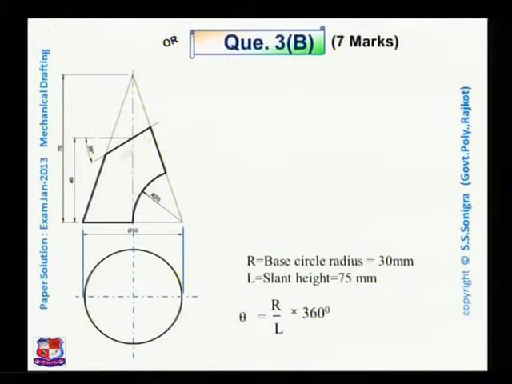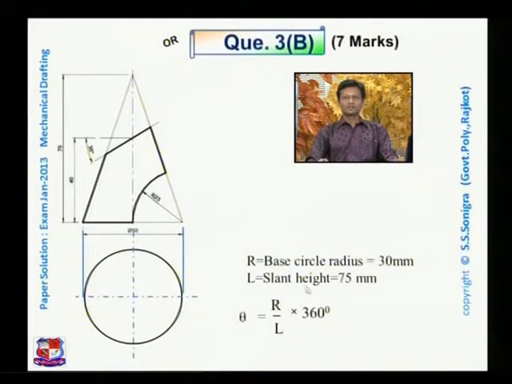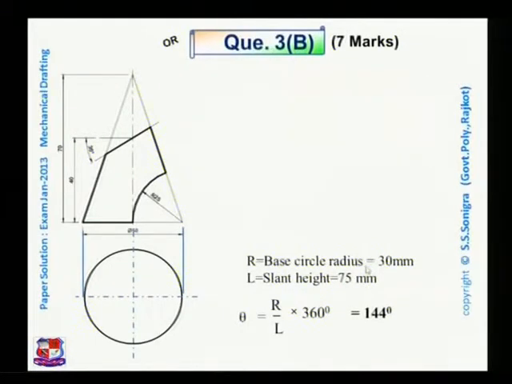So for that we have to draw this same figure to the scale, and after drawing this figure to the scale, we measure this distance between this apex point and this point and write it over here, and here it comes out to be equal to 75 mm. So measure this distance 75 mm, put this formula: theta is equal to R upon L into 360 degree. R is 30, L is 75, hence angle theta is equal to 144 degree. So that is the first step to draw the development of this cone.